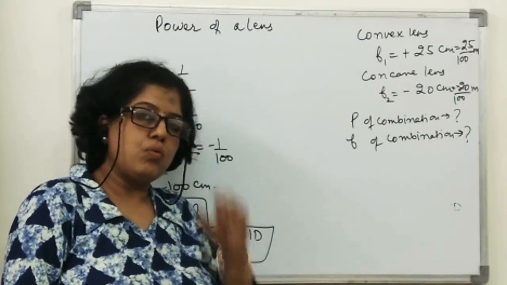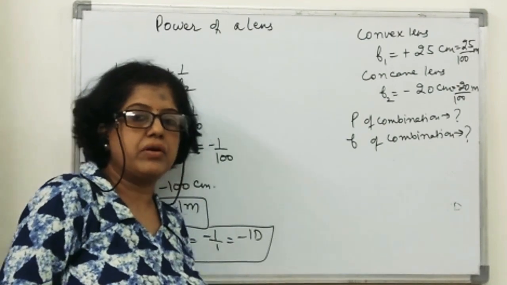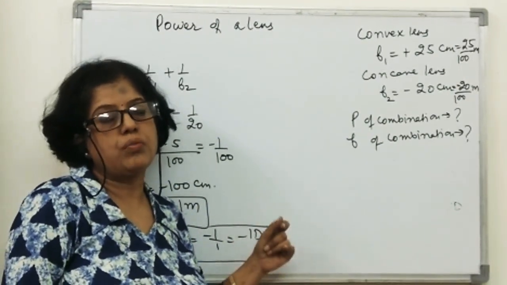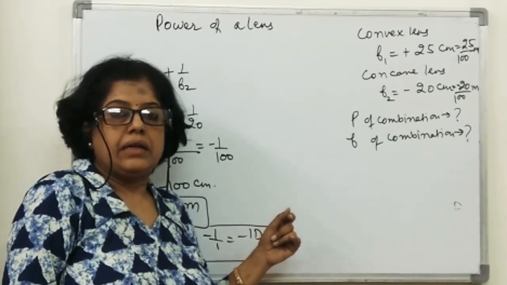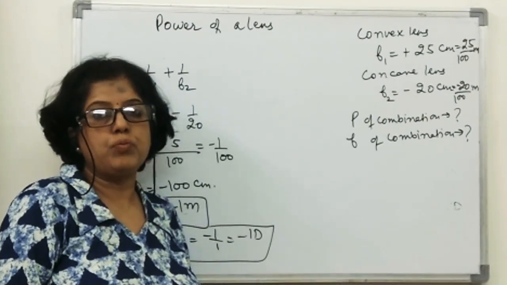Fine. So we know what is power, what is the SI unit of power, and how do we calculate the power and the focal length of the combination. Hope you've understood. And that's all for the day. With this we complete the chapter. Hope you've understood.